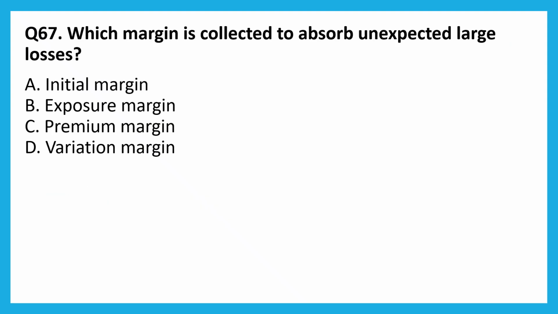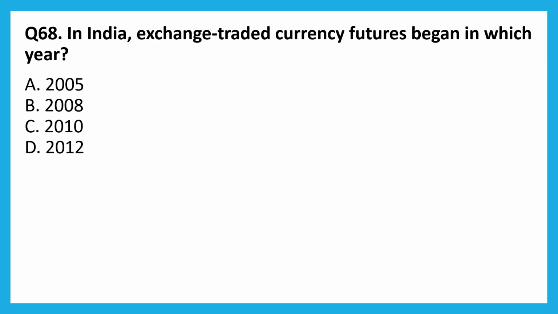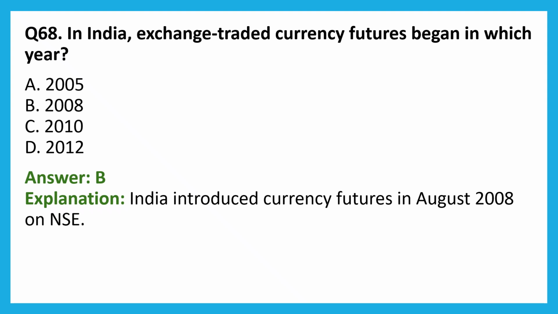Next question. Which margin is collected to absorb unexpected large losses? Option A initial margin, option B exposure margin, option C premium margin, and option D variation margin. Correct answer is option B exposure margin. Next question. In India, exchange traded currency futures began in which year? Option A 2005, option B 2008, option C 2010, and option D 2012. Correct answer is option B 2008.